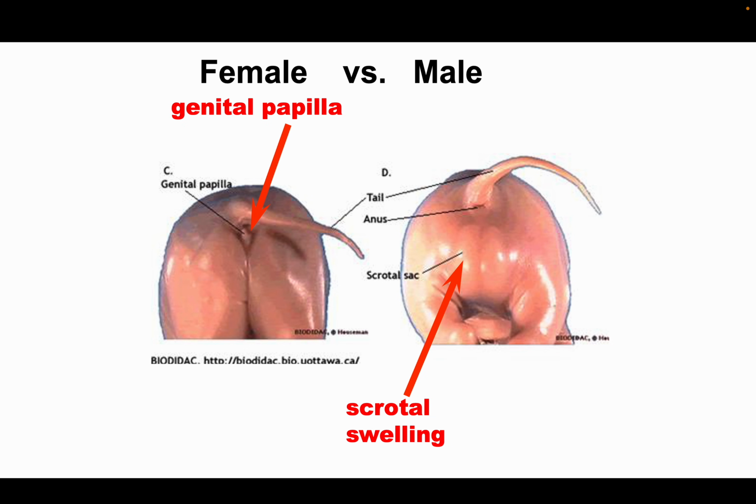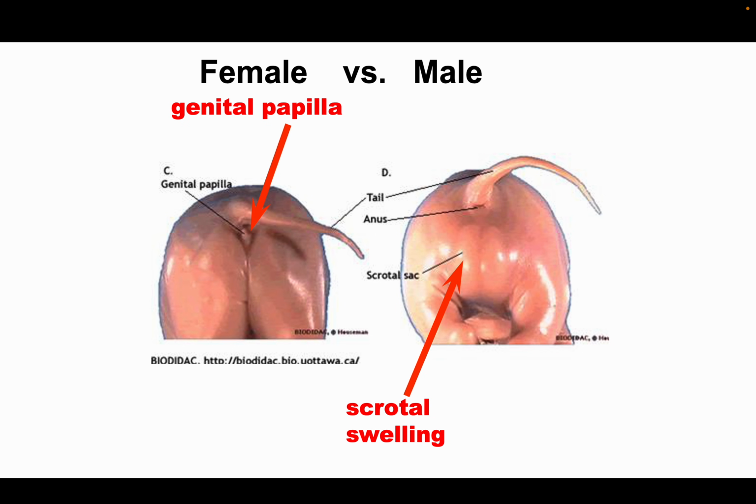Then I want you to be able to identify the sex of the pig. So sometimes on the bag it tells you whether the pig is a female or a male, but you should still be able to identify this even without that on the bag. So all you have to do is lift up the tail. Underneath the tail, if you see a flap, this flap is called the genital papilla. It is the flap that covers the urogenital opening in female pigs.